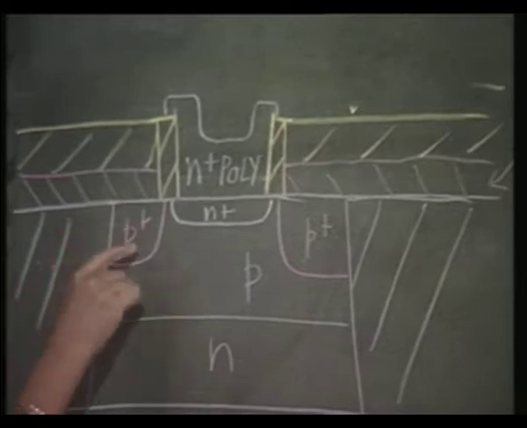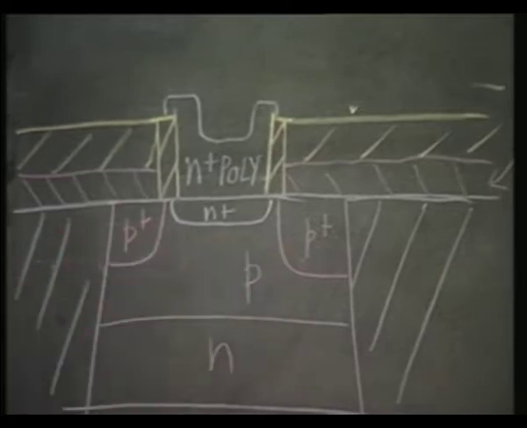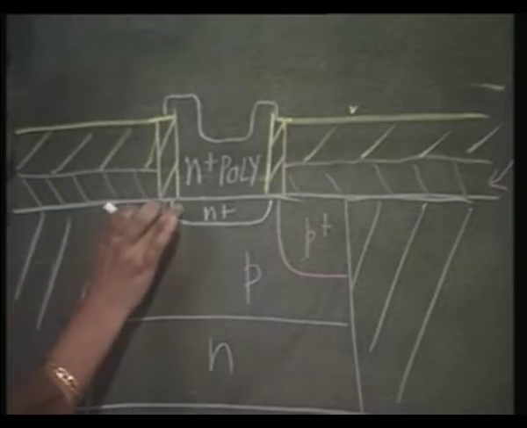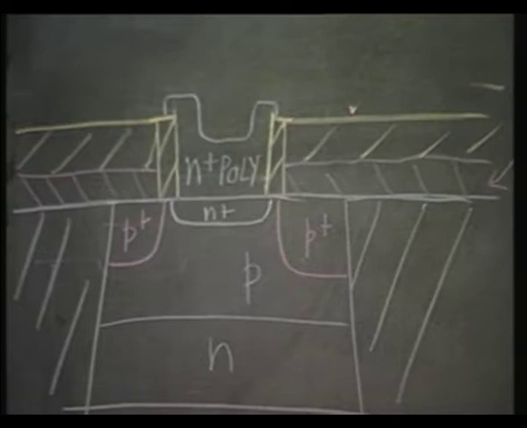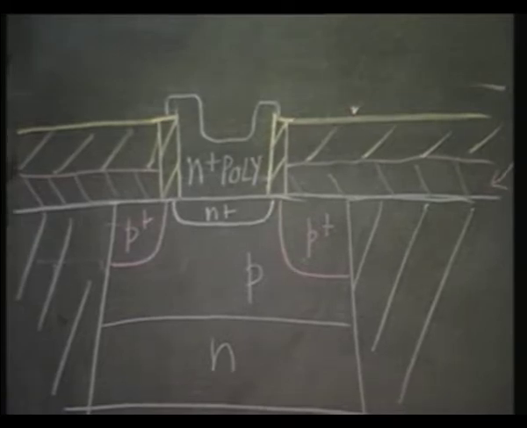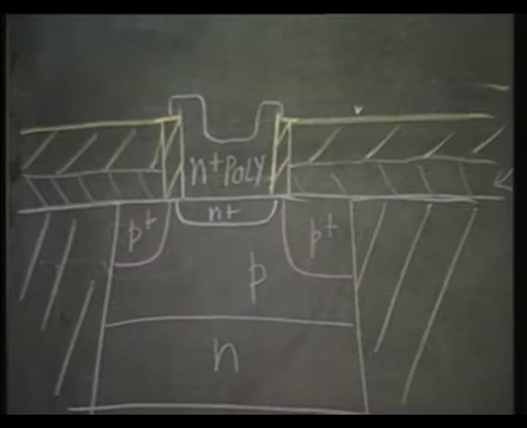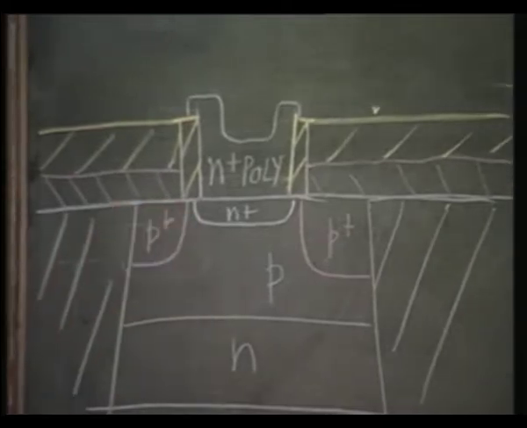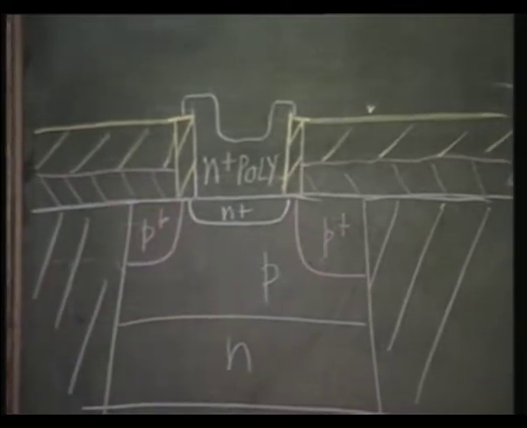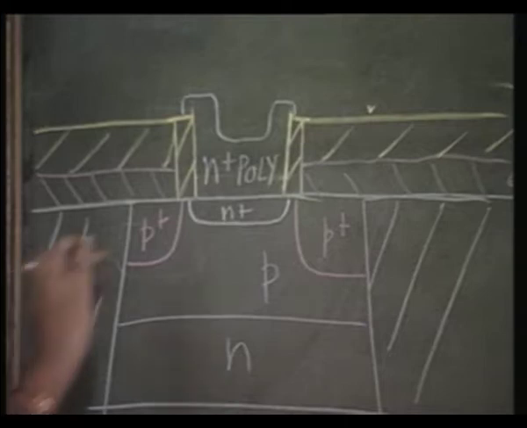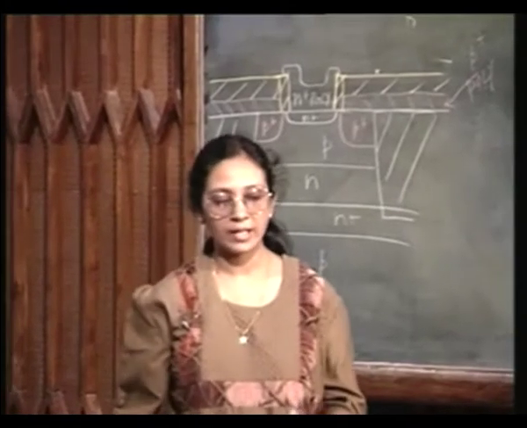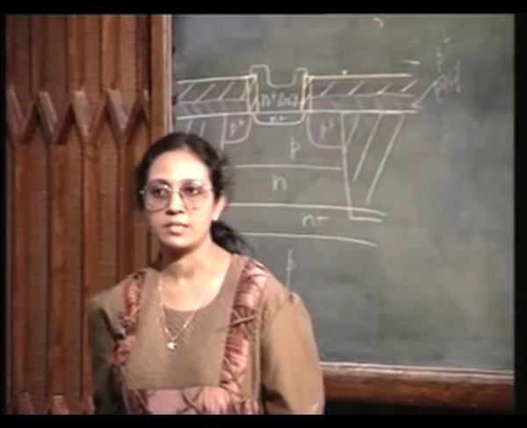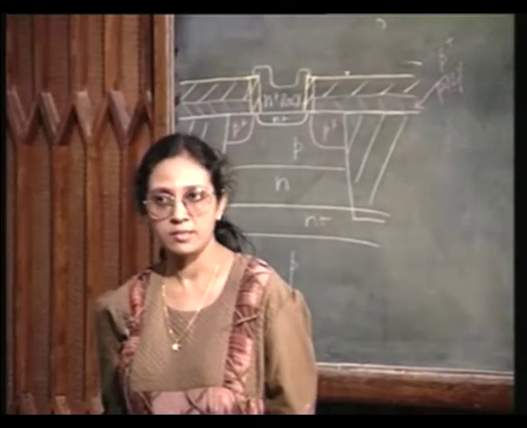And you see, look at the P plus extrinsic base. They are self-aligned to the emitter, separated by this spacer layer. Now you understand the importance of the spacer. Without the spacer, I should have had a P plus N plus junction. So, this spacer layer actually gives me an extrinsic base self-aligned to the emitter. This is the self-aligned poly emitter transistor with poly extrinsic base.